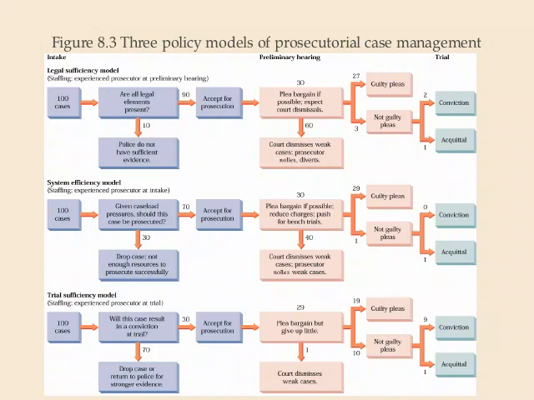This slide basically shows the 3 different models that I showed you, and how, looking at these models, how they do case management. So the first one we're looking at is legal sufficiency model, and you got 100 cases. They have 90 that are sufficient for prosecution, and they go through the process that way. If you look at the next one, system sufficiency, they're only going to charge 70 of those cases, and trial sufficiency, where they think they can win or lose, they only charge 30 of those cases. So there's a big difference, right from the jump off, out of the gate, in how many cases are going to be charged.